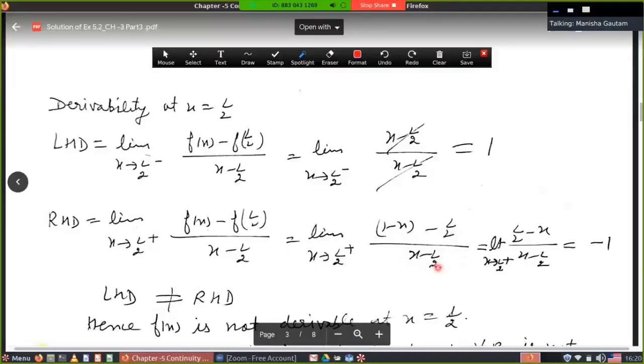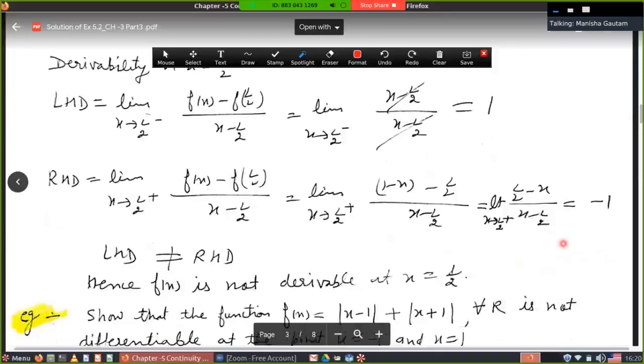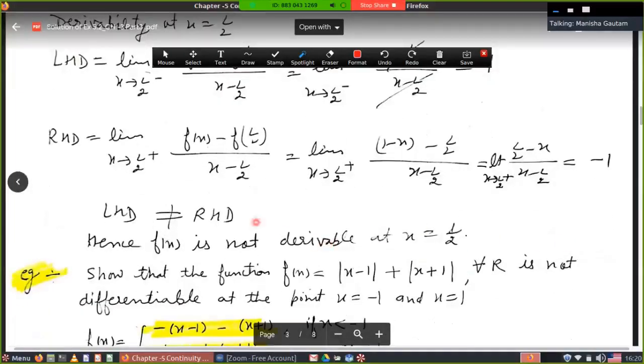Now simplify it. When you cancel it, there is a minus sign difference in these two factors. It means when you take the minus sign common, both will be the same and cancel out, and it comes out equal to minus 1. Left and right derivative are not equal. One is 1 and another is minus 1. So if the left hand derivative and right hand derivative are not equal, then the function is not differentiable. So this function is continuous but not differentiable at x equal to half.